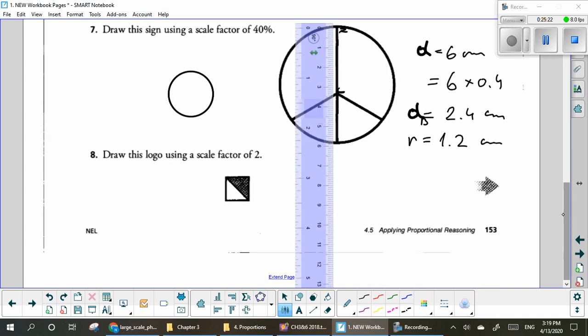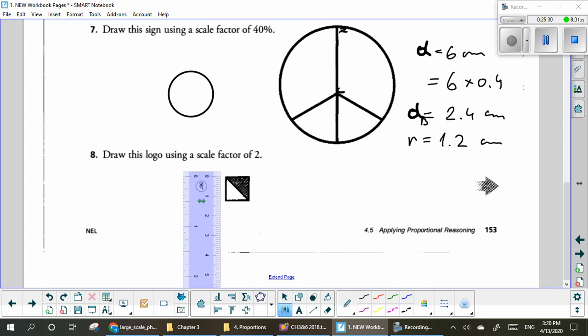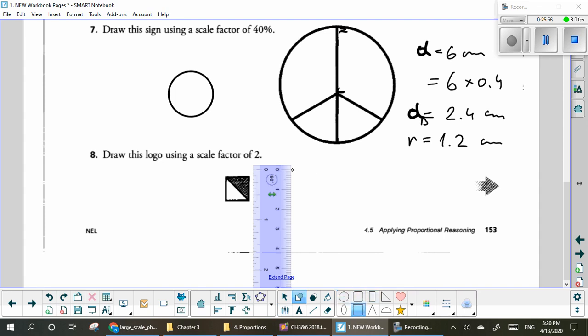It says draw this logo using a scale factor of 2. So again, it seems like these last few questions are more hands-on application. Here we have a square. It's around 1.2 centimeters, seems like 1.2 by 1.2. So if I have a scale factor of 2, that's multiplied, which means it's going to be 2.4. And I think I will use that square. There we go. 2.4 is going to be right there.